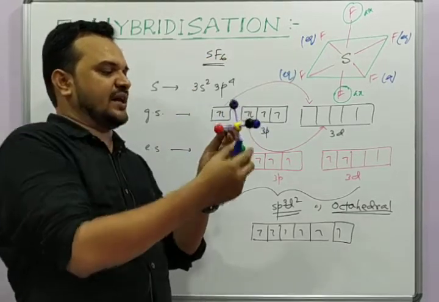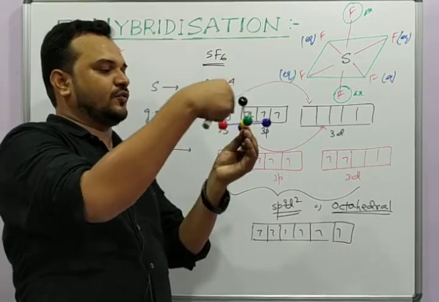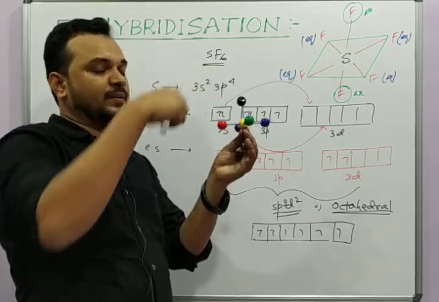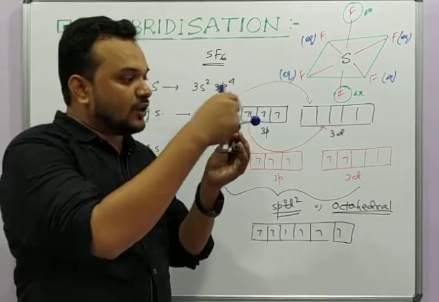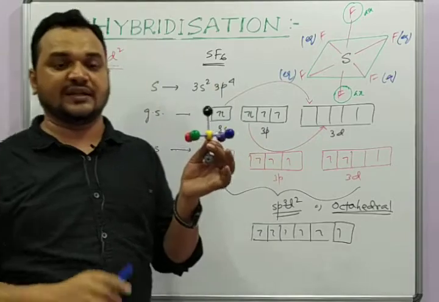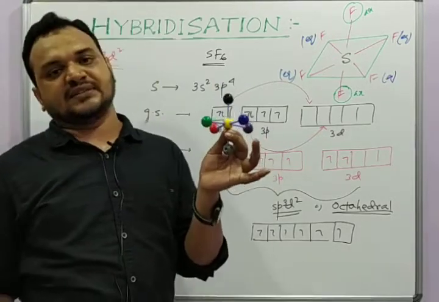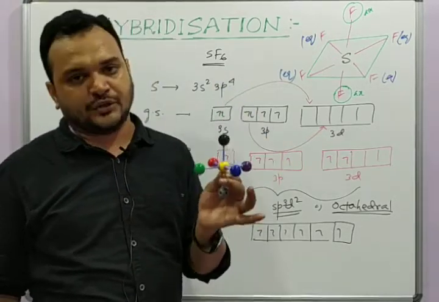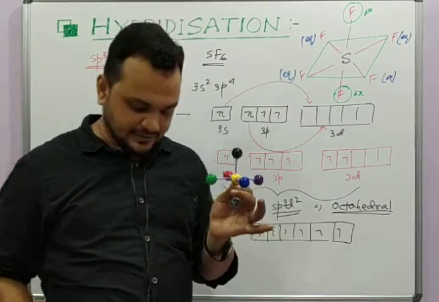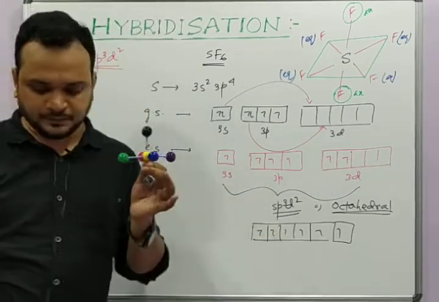Now these four are the axial, here these four are equatorial in the square plane. So actually all these six positions are exactly equivalent. There is no distinction as axial or equatorial in octahedral geometry. This is one thing you must know.